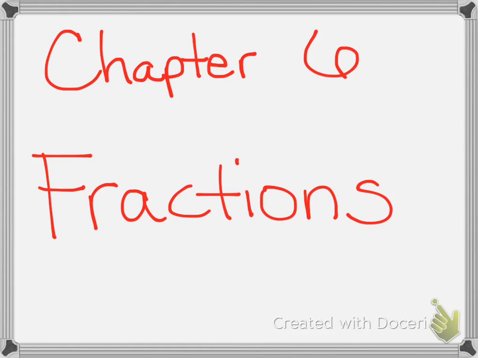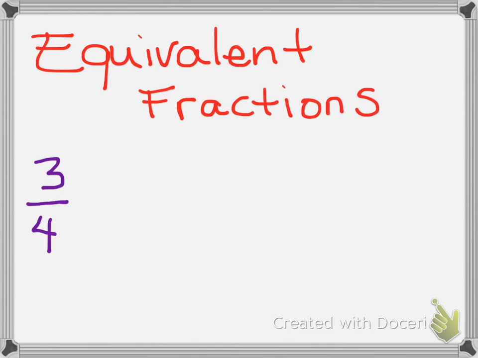Chapter 6 in Go Math is all about fractions, and the first two lessons that we've gone over are finding equivalent fractions and then also finding the simplest form of a fraction. Our first few lessons were equivalent fractions, and anytime we're trying to find equivalent fractions, I tell the students that all they have to do is multiply. They can pick whatever number they want, but they do have to multiply the numerator and the denominator by the same number. So for 3/4, if I want to find an equivalent fraction, I could multiply by 2.